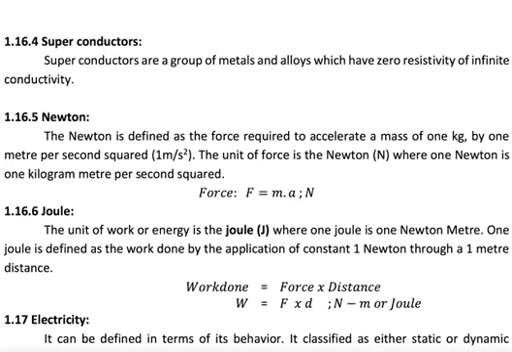Newton. The newton is defined as the force required to accelerate a mass of 1 kg by 1 meter per second square. F equals m into a. This is 1 kg and this is 1 meter per second square. Then that becomes a newton, so simply kg meter per second square.